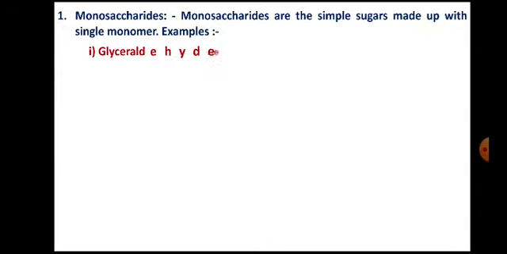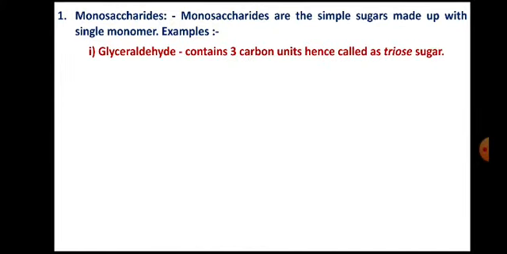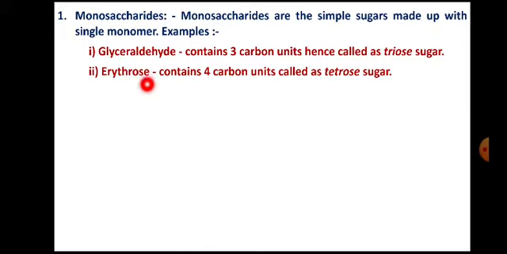For example, glyceraldehyde. Glyceraldehyde is a sugar consisting of 3 carbon units. Now this nomenclature system can be understood by considering the number of carbon units which form the skeleton of the monosaccharide. If the sugar contains a carbon skeleton of 3 carbon units, then it will be called a triose sugar. An example of triose sugar is glyceraldehyde. Another example is erythrose. This is a monosaccharide that consists of 4 carbon units.